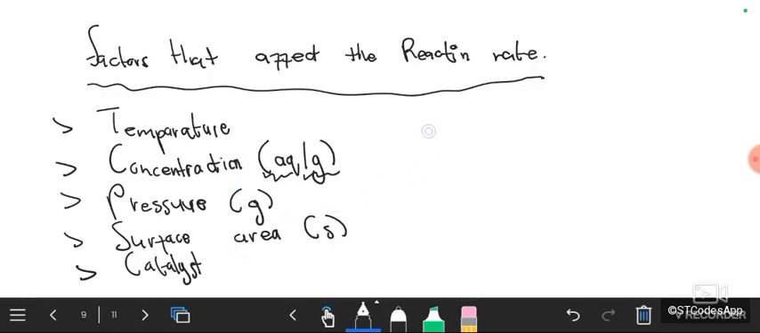And then we have the last one, which I don't want to teach you, but we have to know it: the nature of reactants. The nature of reactants can refer to a lot of things.